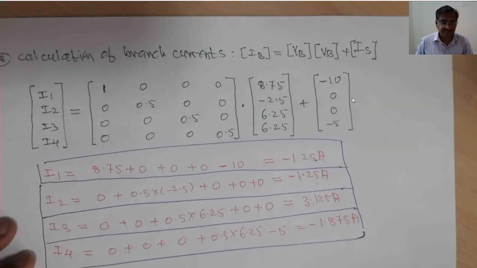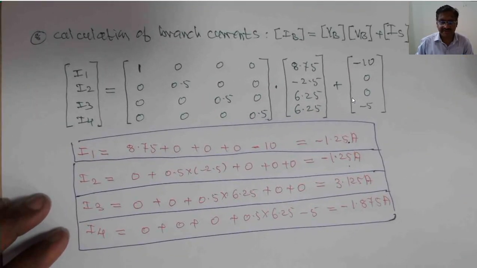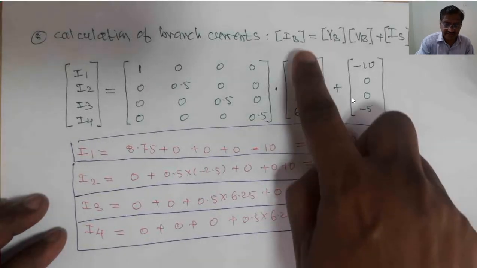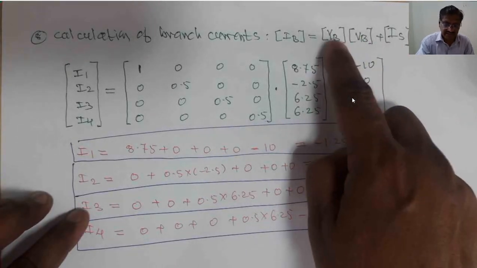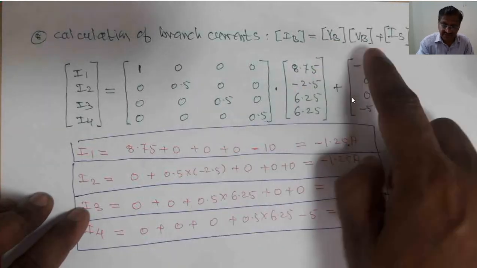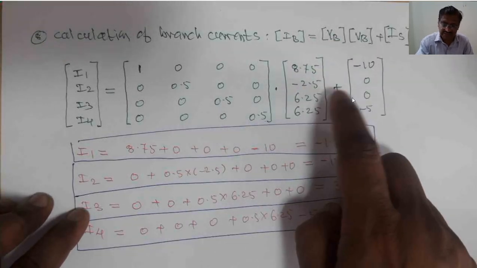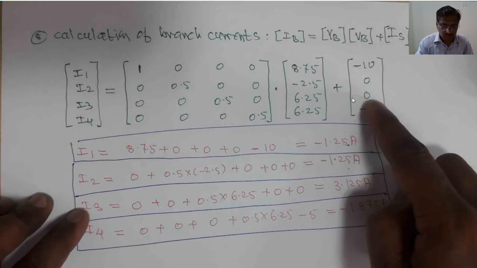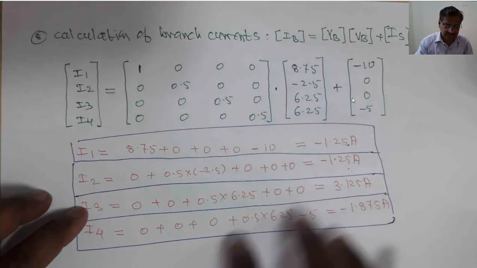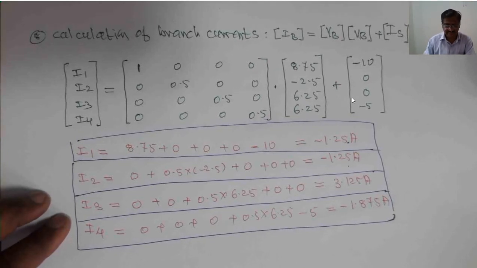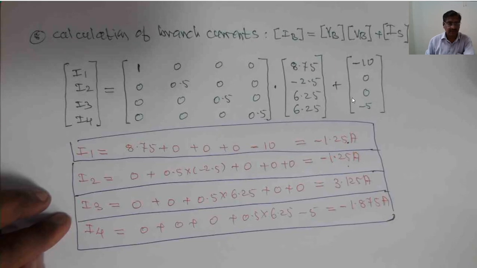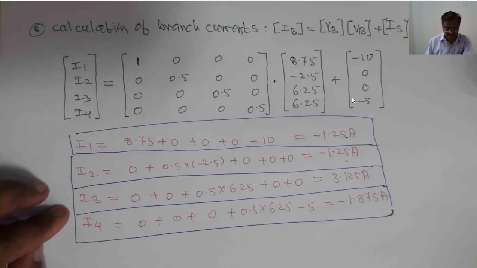Finally, we can find the branch currents using the expression IB equals YB into VB plus IS, where YB is the branch admittance matrix, VB is the branch voltage matrix, and IS is the current source matrix. If we substitute all these values and do the calculation, we can find the branch currents. This is the way of calculation using the reduced incidence method.